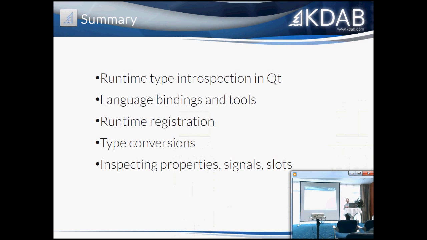I also showed the type conversions, and what I didn't really get to show was inspecting properties, signals, and slots. So given any QObject subclass, moc generates a QMetaObject, which just has all the information that you could want from any type. So you can iterate over what properties are available, what methods are available, and that's of course useful again in your Python or your DSL, so you know what you can call. So, any questions?